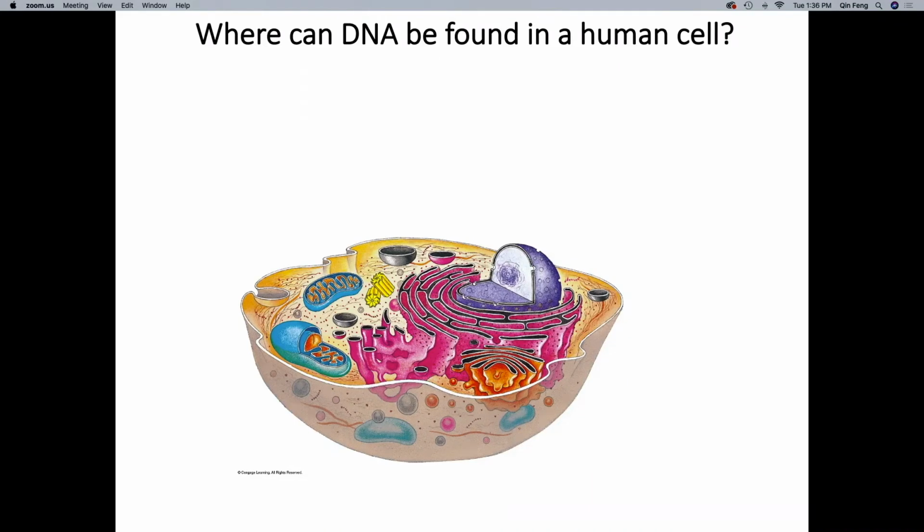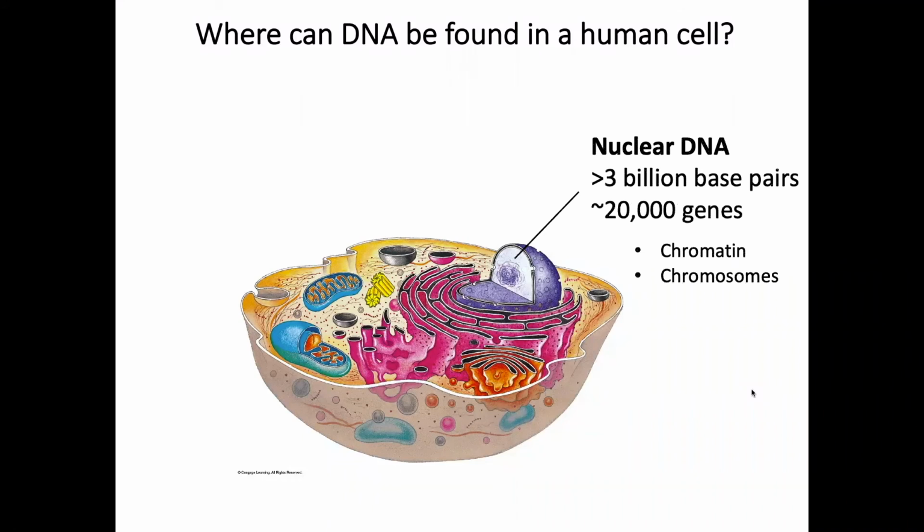Here, I have a question for you. Where can DNA be found in a human cell? Yes, we have learned that genomic DNA is located in the nucleus, and it is composed of more than 3 billion base pairs and contains approximately 20,000 genes in the form of either chromatin or chromosomes. These numbers are important, and I hope you can remember them, all right?